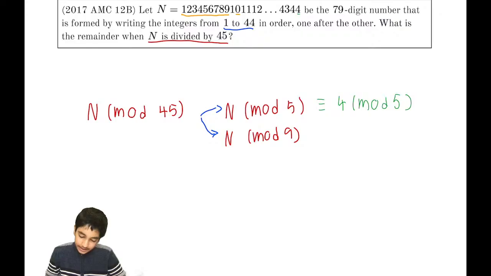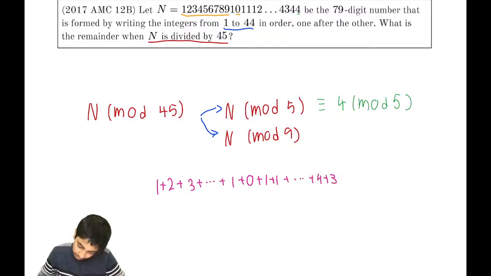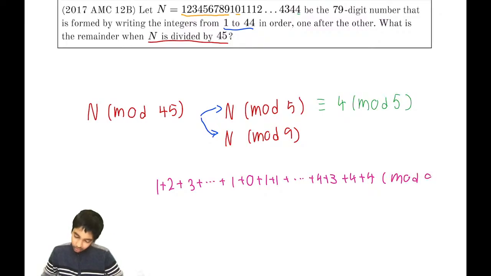Basically, the idea here is that in order to find the sum of the digits mod 9, we need to just find 1 plus 2 plus 3 plus ... plus 1 plus 0 plus 1 plus 1 plus ... plus 4 plus 3 plus 4 plus 4 mod 9, right? We just need to find this. This is the sum of the digits. So notice that 1 plus 0 mod 9, 10, right? We have 1 plus 0. We're adding the digits up.